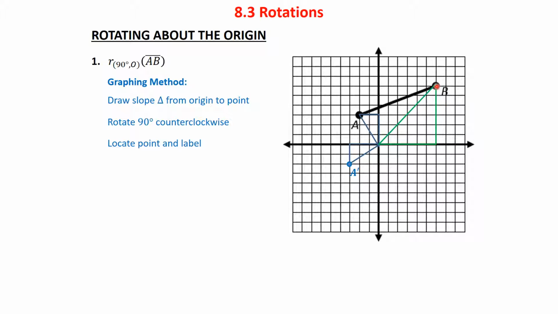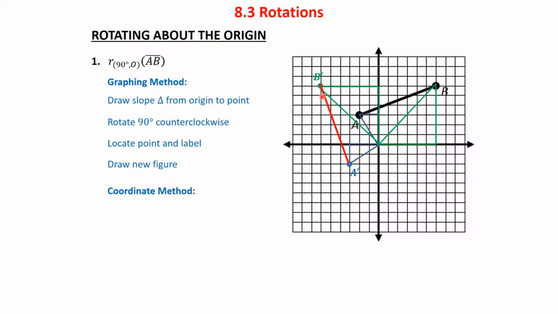I can make a line from B all the way to the origin and rotate that right triangle 90 degrees. Doing so puts my new point B prime, which you see here in green. And if I connect B prime and A prime, I get the new figure, which I have in red now, our final answer, which is the image, the segment A prime, B prime.